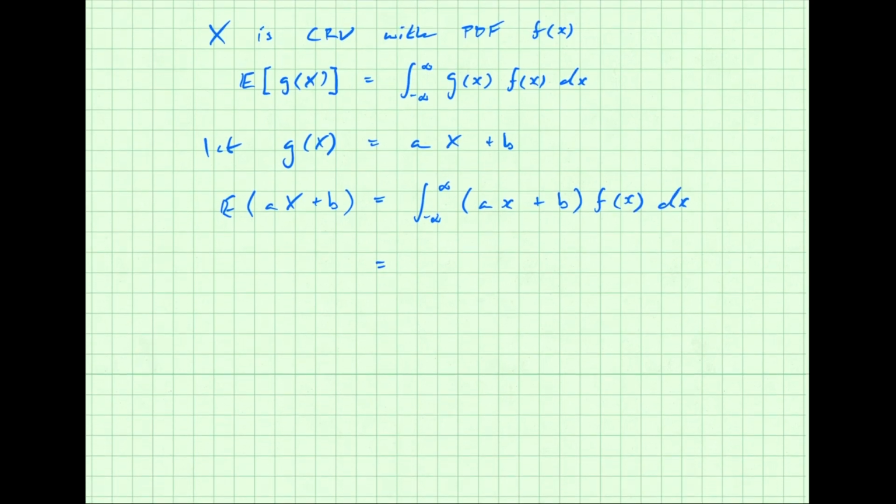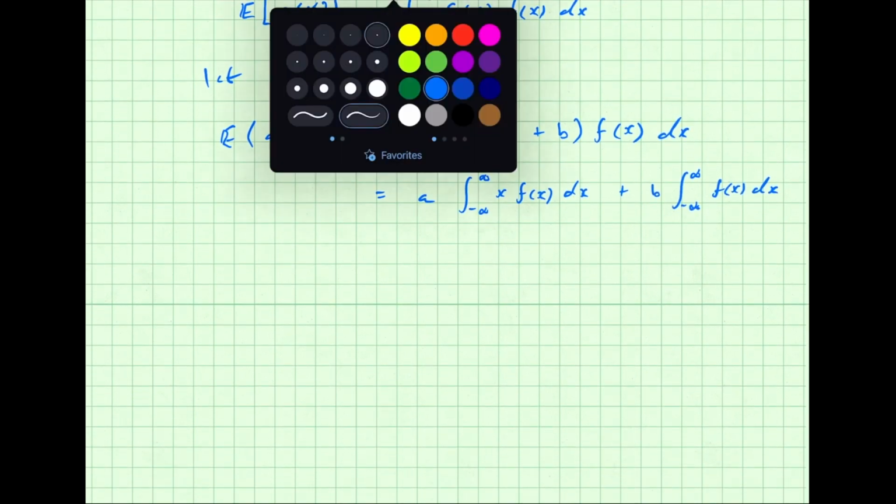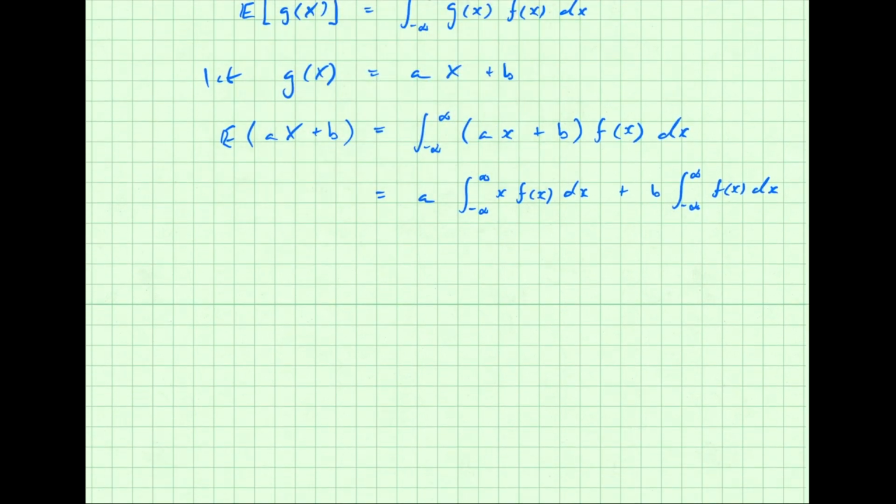All right, and so this is a times the integral from minus infinity to infinity of x times f of x dx, don't forget the dx, plus b times the integral from minus infinity to infinity of f of x dx. Now, these two things that we've just created should look familiar, right? So what is this thing here?